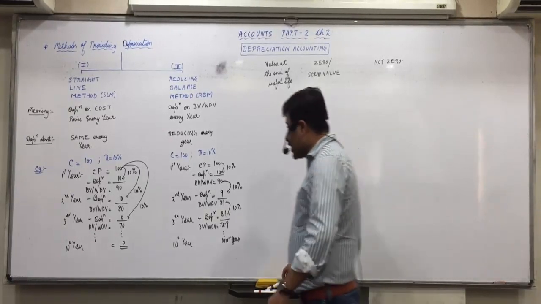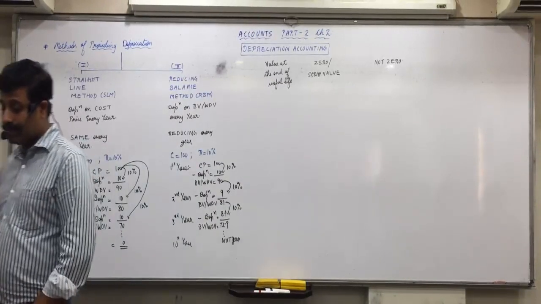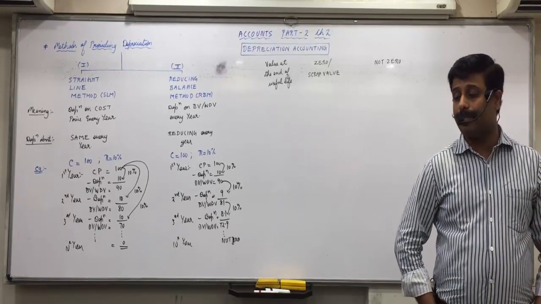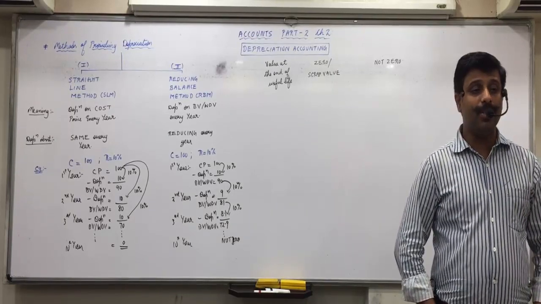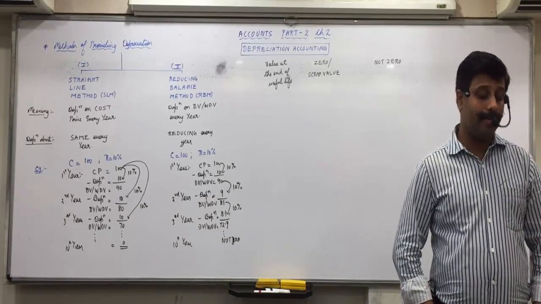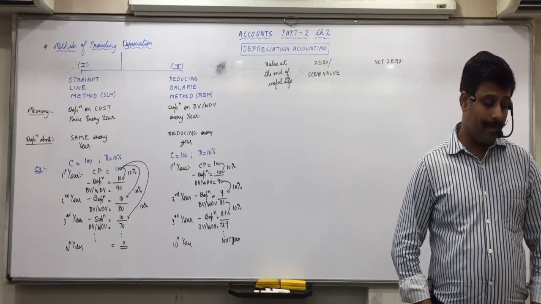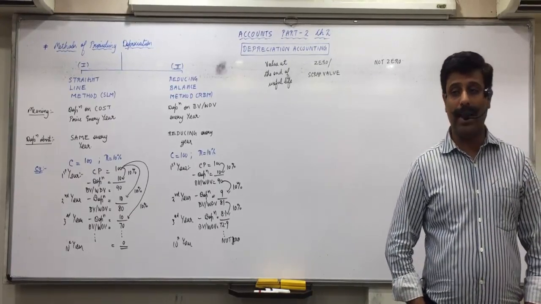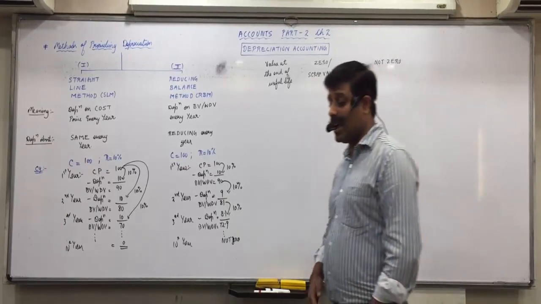So, first, meaning of depreciation. Meaning is one line only. Depreciation means decrease in the value of an asset due to usage, wear and tear, W-E-A-R T-E-A-R, wear and tear, passage of time.